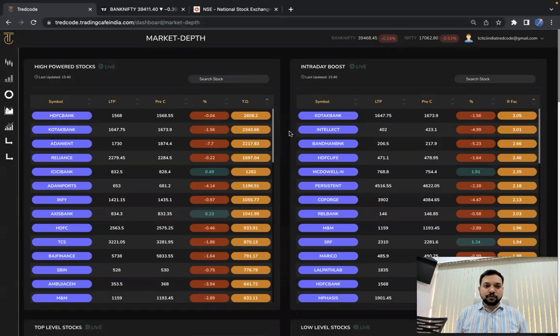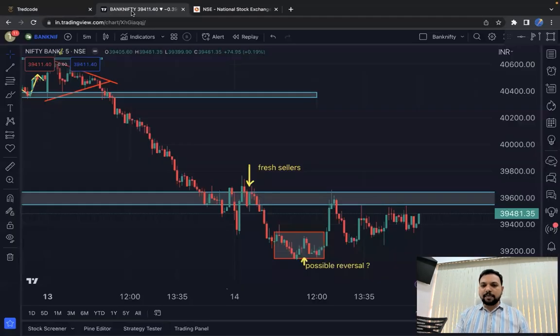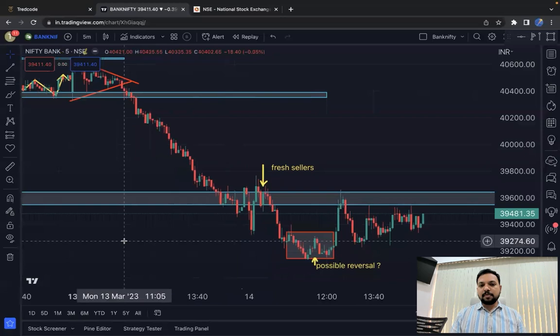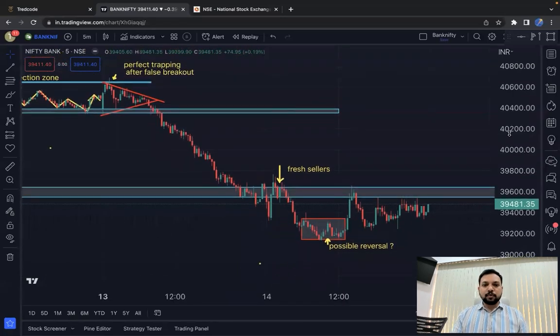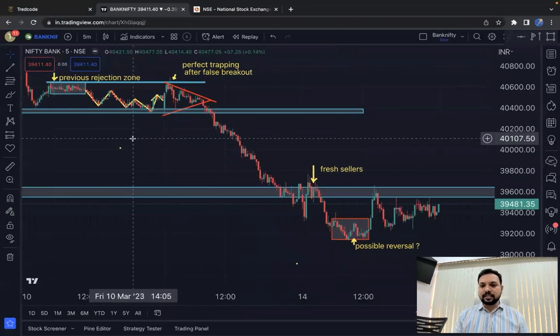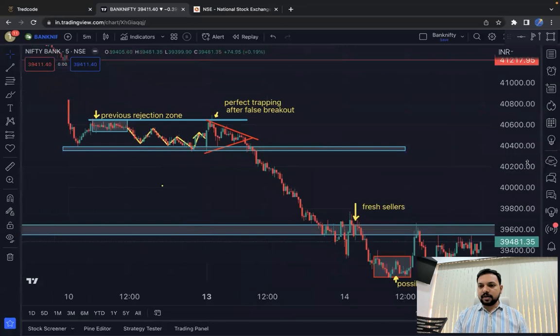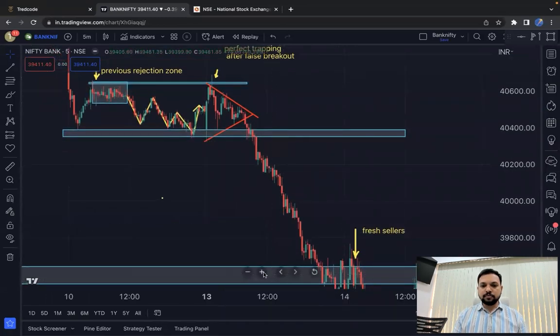Well, guys, after so many days, I have started doing the analysis once again. Starting from Bank Nifty, there are some markings that I have done in this particular Bank Nifty spot. It's a 5-minute time frame. Can you see what action happened in the last 3 days? Here are some markings. Let me zoom in.